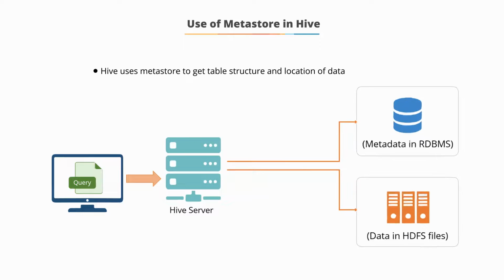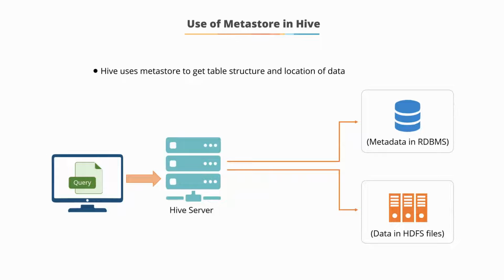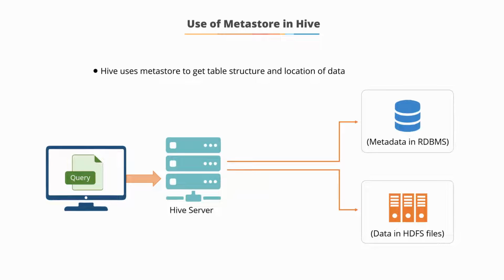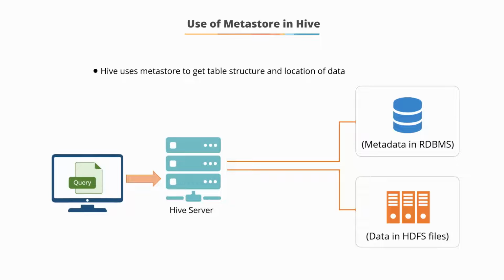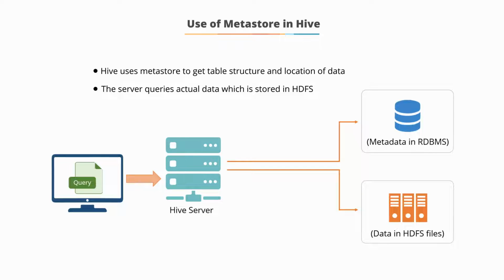Use of Metastore in Hive. Hive uses the Metastore to get table structure and the data's location. As shown in the diagram, first the query is sent to the Hive server. Then the query reaches the Metastore to get the table structure and data location. Once the query receives the required information, the server queries the actual data on the table presented in the HDFS file system.